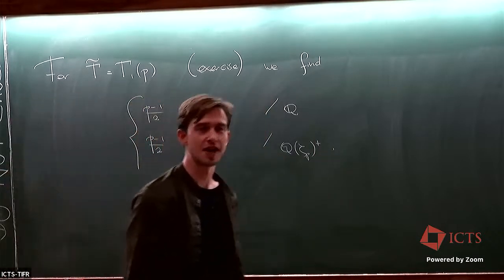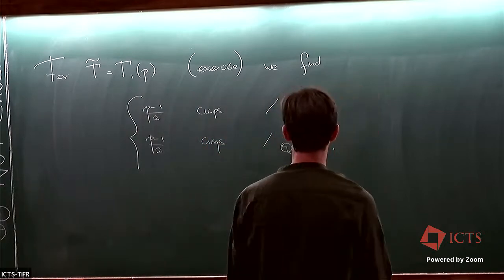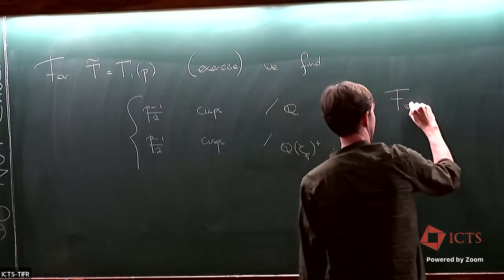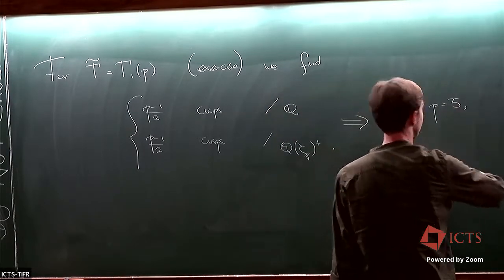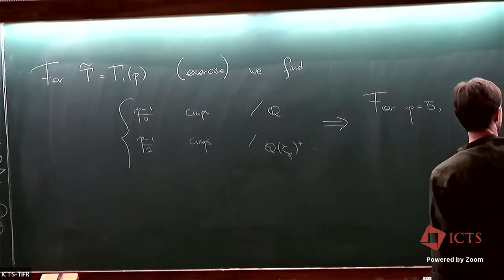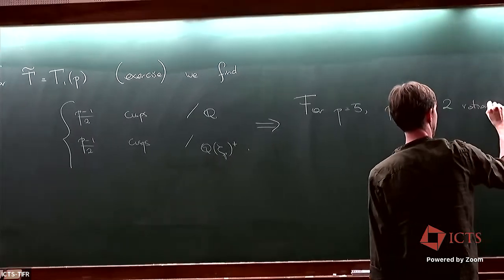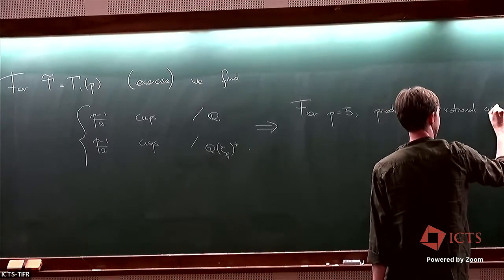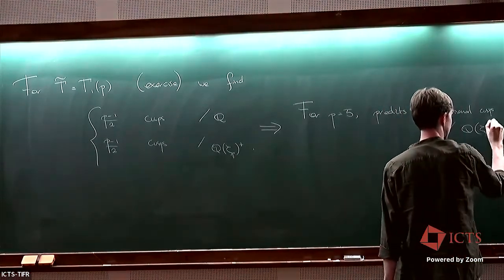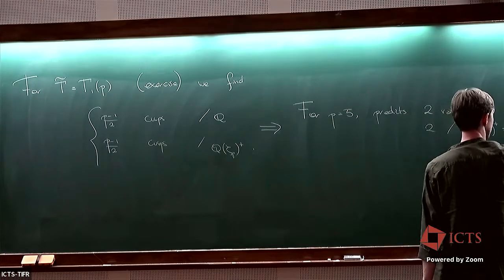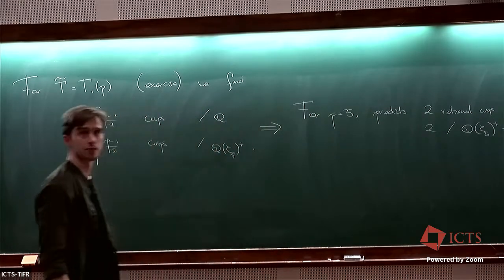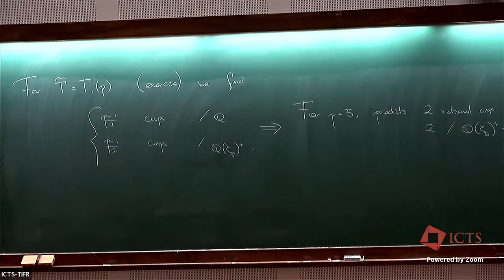Does that work with the example we started today's lecture with? Let's find out. So for P equal to 5, this predicts, or proves really, 2 rational cusps, which we found, and 2 defined over Q(zeta_5 plus), which is an alternative description of Q(square root of 5), which is what one of you calculated just moments ago. Okay? So it all makes sense, at least.